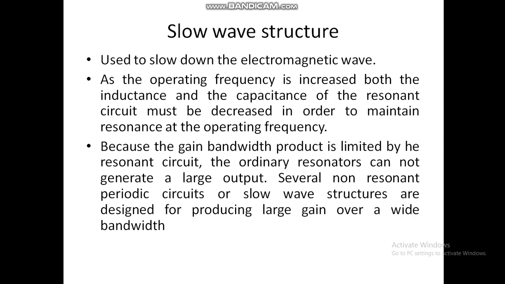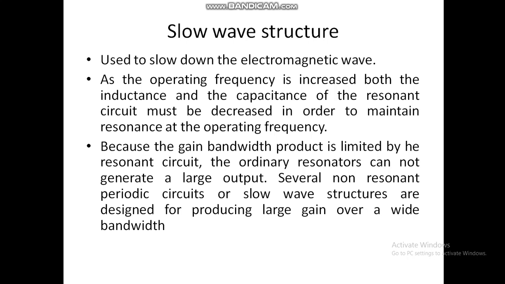Because of this mismatch of velocities, they will not get enough time to interact with each other. So there will be no energy transfer from one to another. And to increase energy transfer, we need to decrease the velocity of the electromagnetic wave, so that it can get enough time to interact with the electron beam, and this job is done by the slow wave structure.